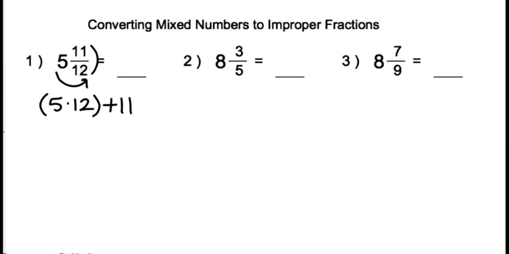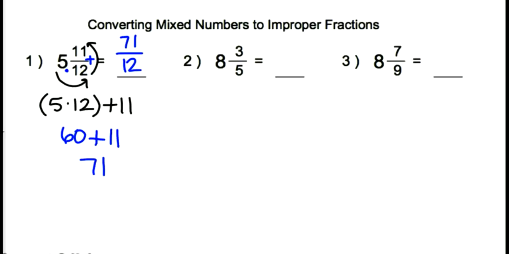So notice that we just kind of made a circle. When we multiply by 12, and then we're going to add 11 around the circle. So 5 times 12 is 60, plus 11 is going to give us 71. So our answer of 71 is our numerator, and our denominator is going to stay the same, which is 12.